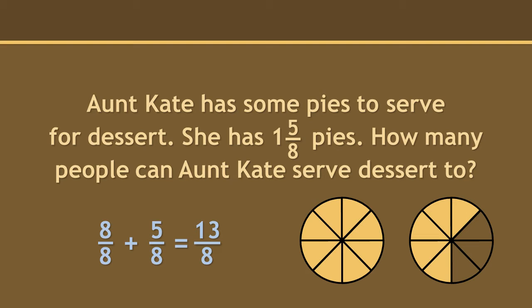So all we need to do in order to figure out how many slices of pie Aunt Kate has is we just need to add those 2 fractions together. And when we're adding fractions, we start by adding the numerators, and the numerators are 8 and 5 in this case. We add those together and we get the number 13, and then we simply bring the same denominator over. So in this case, we can say that Aunt Kate has 13/8.